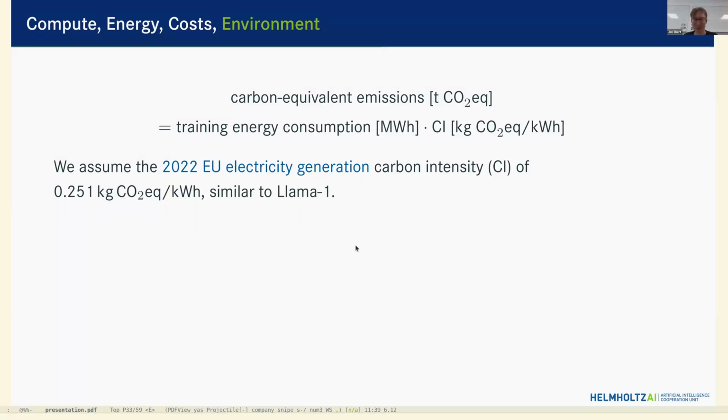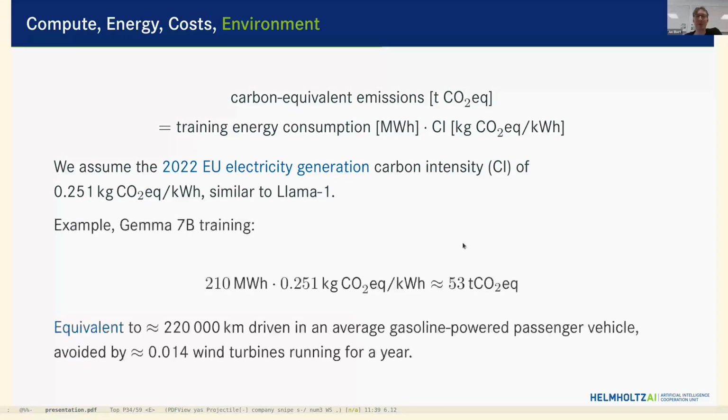And yeah, let's not worry about what this actually means in terms of units. Let's just punch it in. And we obtain that the training of the Gemma model took around 53 tons of CO2 equivalent emissions. And again, putting this into perspective, that's equivalent to driving an average gasoline-powered passenger vehicle for around 220,000 kilometers. And if we wanted to avoid these emissions, we would have to have less than a tenth of a wind turbine running for a whole year.